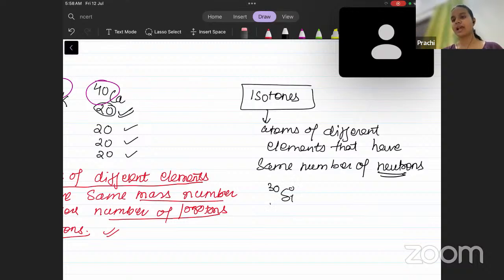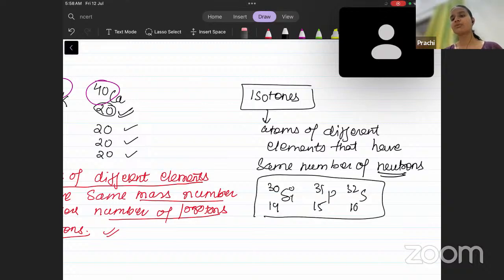So here you can have the example of silicon, phosphorus, and what else we can take with this? Sulfur, right? We can take sulfur 32. Now you will have to calculate the number of neutrons, and once you calculate it, you will see that they have the same number of neutrons.